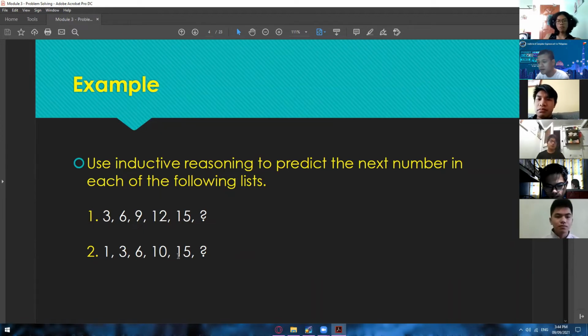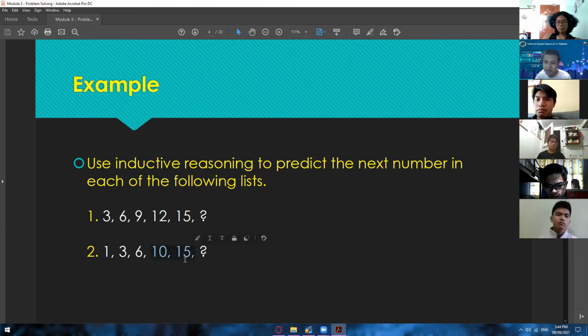Again, how did we get that 21? Because we based it on these past examples. In here, we cannot just get that if we only have two preceding examples.